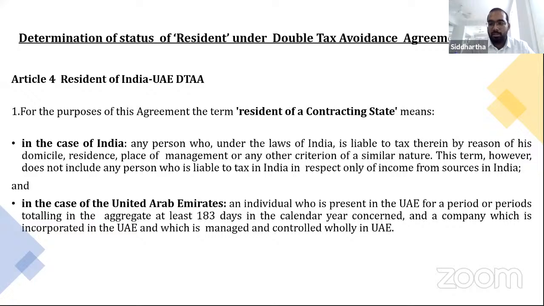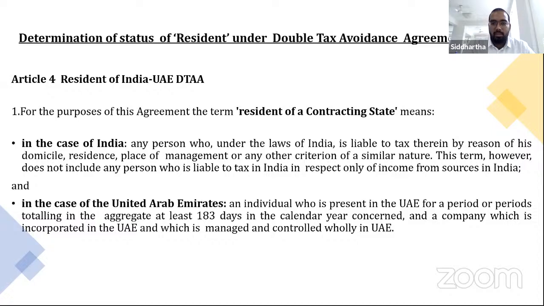We'll look into an example where we have taken Article 4 of the India UAE DTAA. It says, for the purpose of this agreement, the term residence of a contracting state. Whenever you read a DTAA, you will see the words contracting state.